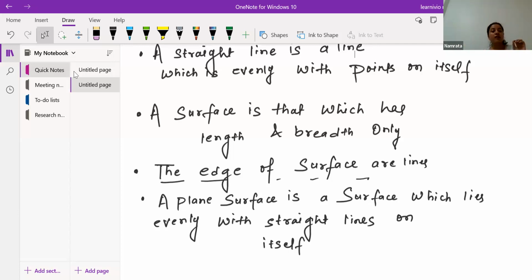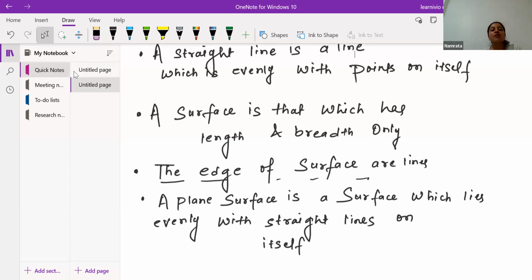So a solid is made up of surfaces. And see the definition. Now your chapter and your exercise will be talking about whether it is a definition, a postulate, or an axiom. How will you identify? So you see the structure of these definitions. The definition is all about point, surface, line, solid.